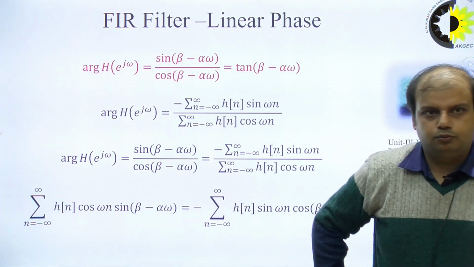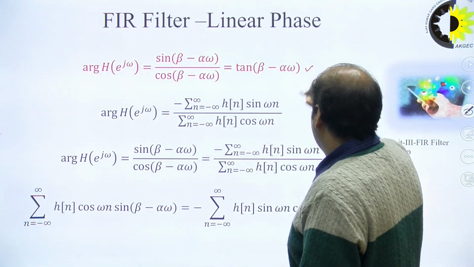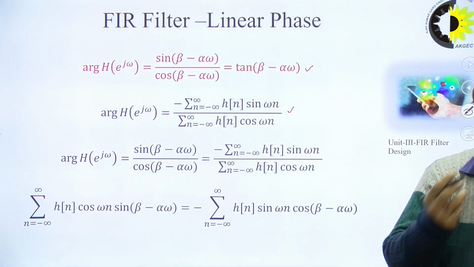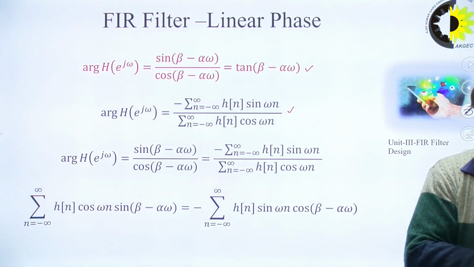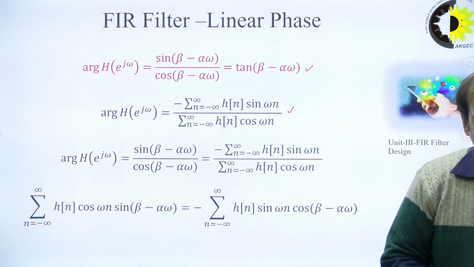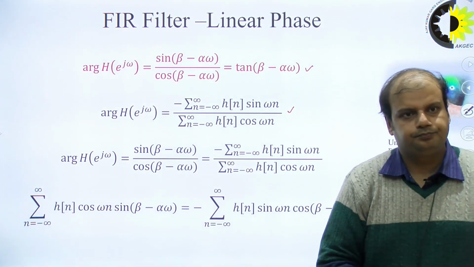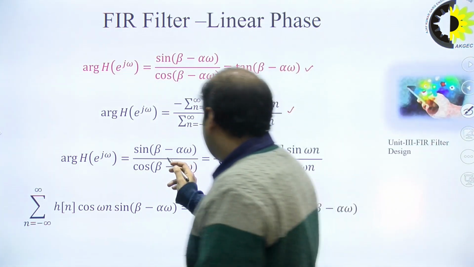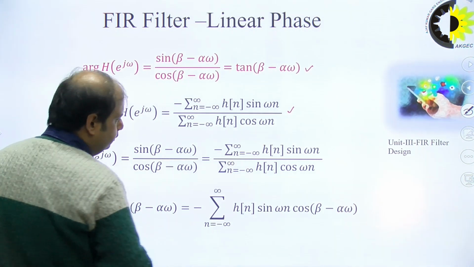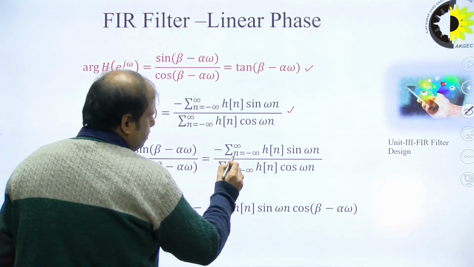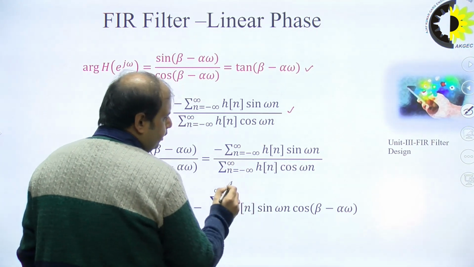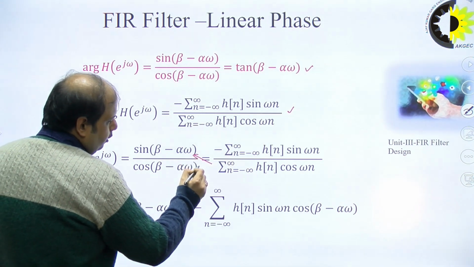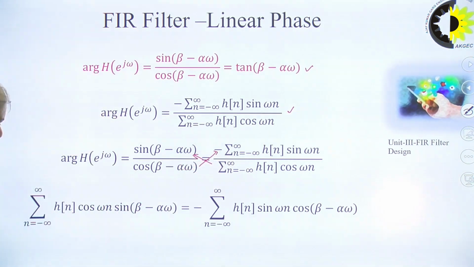If I equate the two phases that we have evaluated, remember we are calculating for linear phase. The phase is evaluated by two different equations, and we are trying to equate the two to obtain the results. Now, the first one is sine of beta minus alpha omega upon cos of beta minus alpha omega. Here it is minus summation over all n of h n sin omega n, and summation of h n cos omega n. What can I do? I can cross multiply.